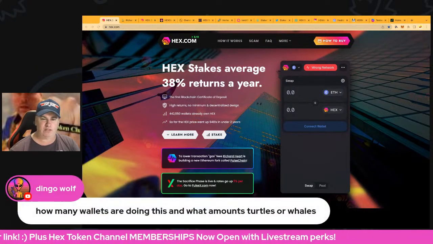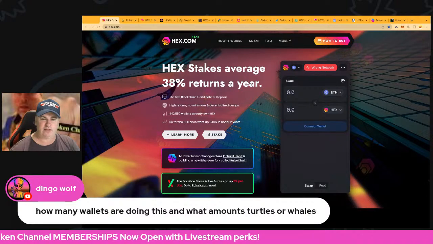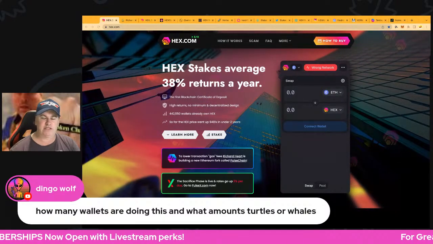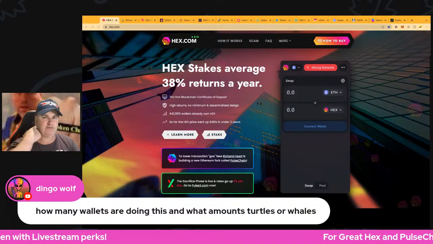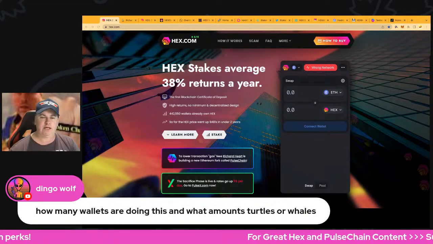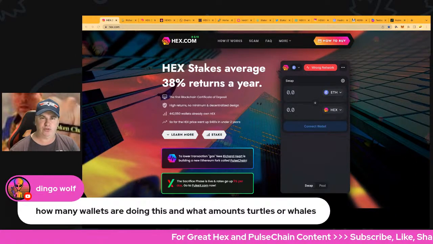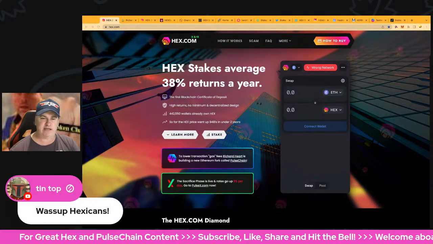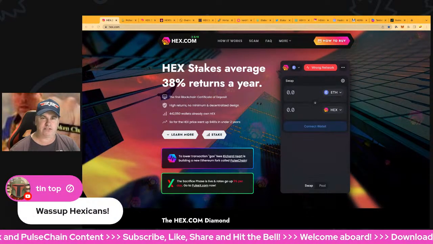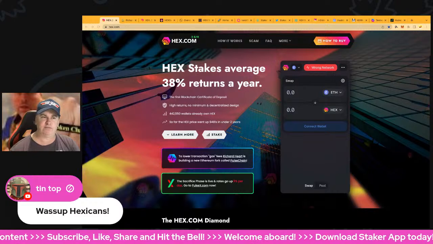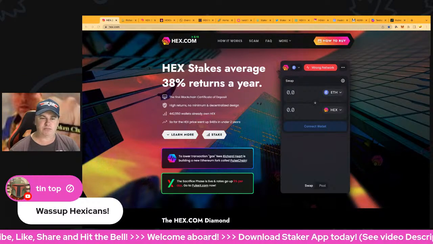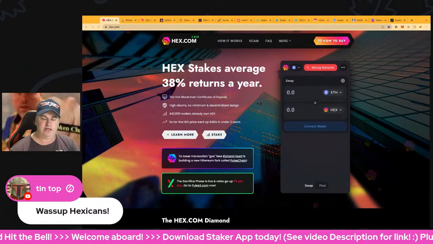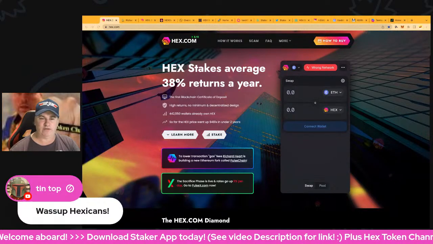Dingle Wolf said how many wallets are doing this and what amounts, turtles or whales. Very small. These are small amounts. What we've seen is we've seen 2 phases of liquidity pull out of the pool, and that's also contributed to any movement in the price there. So some defensive plays happening at the moment, and of course some of those actually help the offense in terms of if a buyer does come in, it does push the price a lot, but of course, alternatively, it also does the opposite.